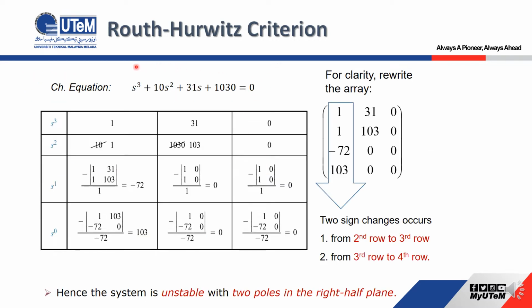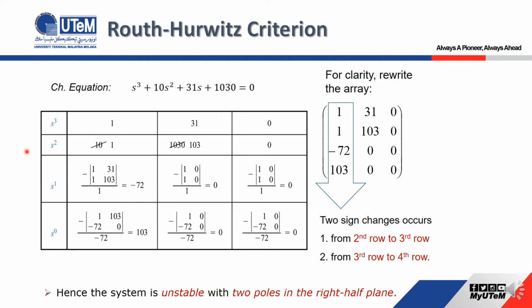Based on this characteristic equation, we can complete this RH table. For the first row, we take the odd coefficients of this characteristic equation. The odd coefficients are 1 and 31, and after 31 there is no coefficient, so we just put 0. So we put here 1, 31, and 0.